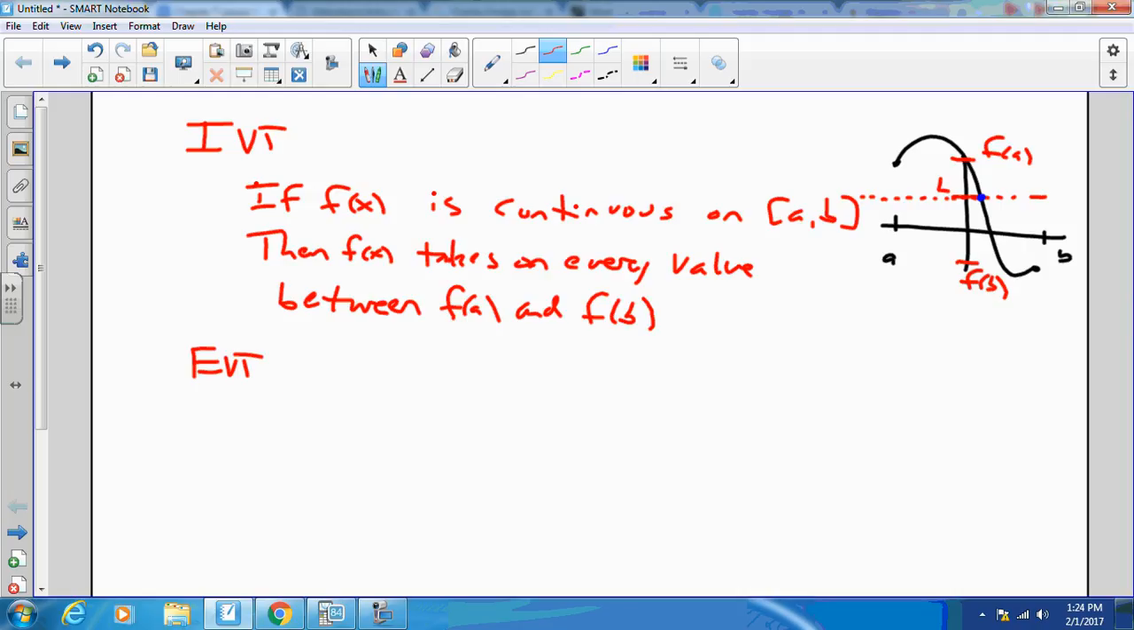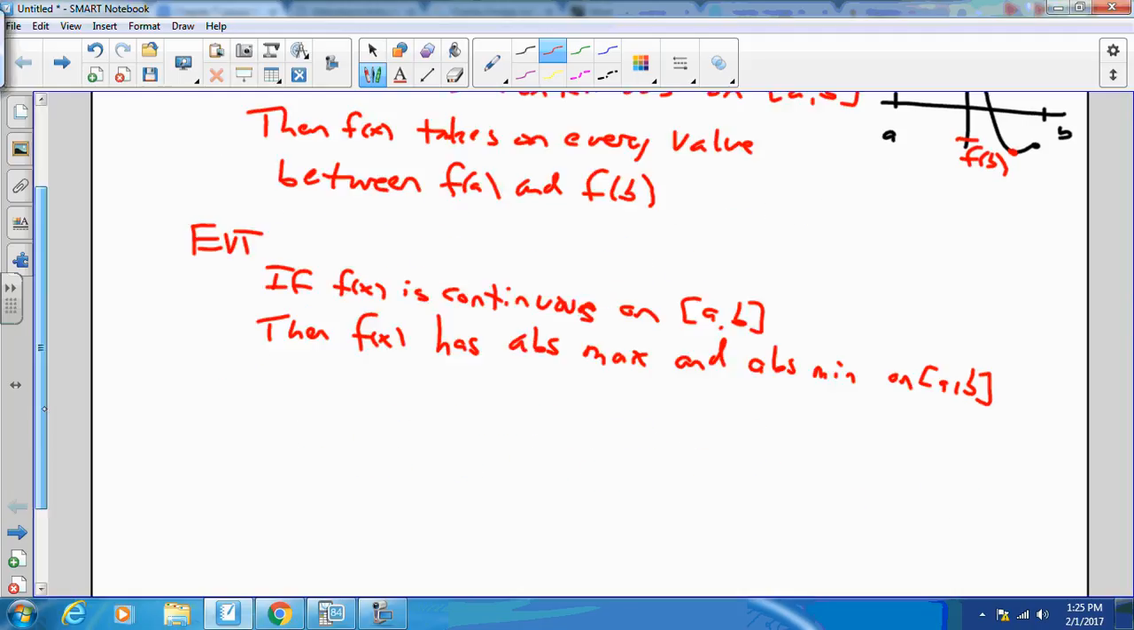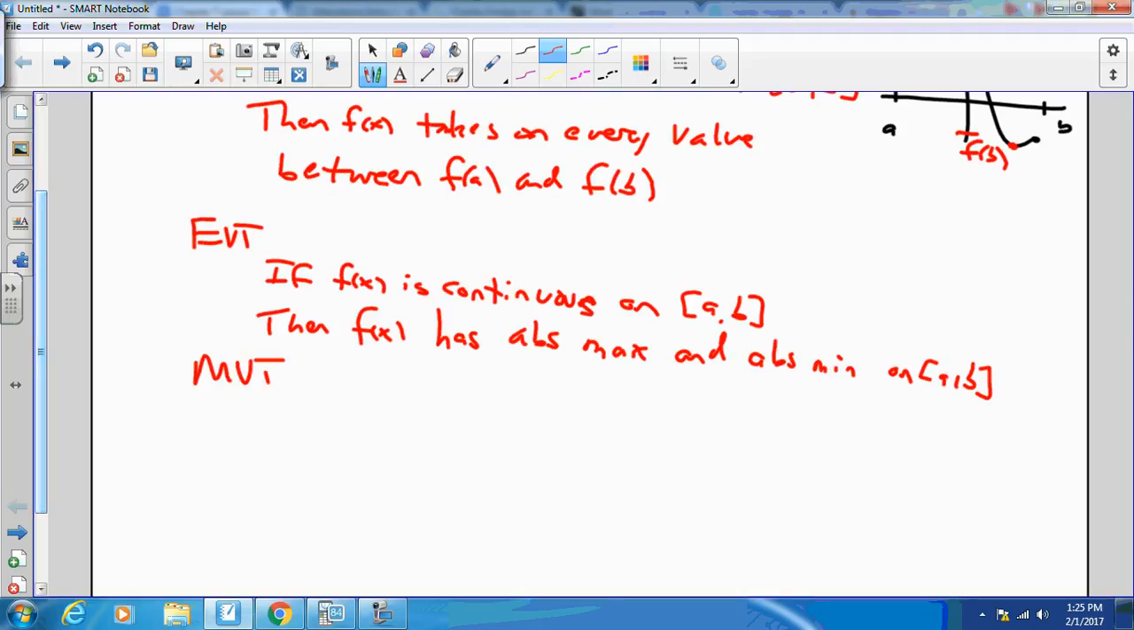The extreme value theorem: if f of x is continuous on the closed bounded interval a to b, then f of x has an absolute max and an absolute min on a to b. Looking at our same function, we can see that f has an absolute max and an absolute min value. And then finally, the mean value theorem adds an additional condition.